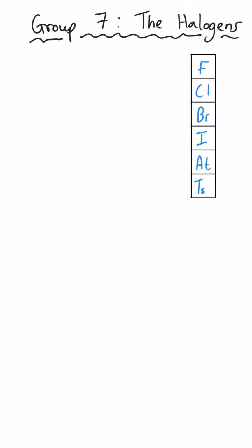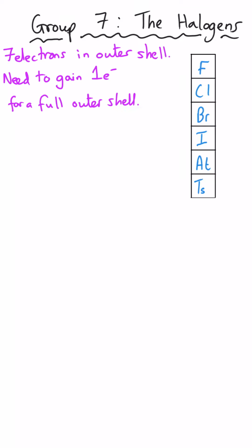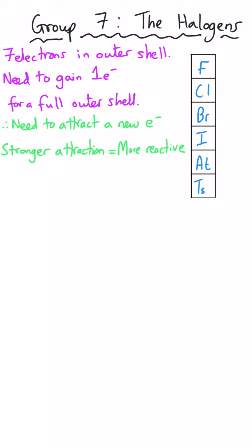If we consider first group 7, the halogens. Now, being in group 7, they've got 7 electrons in their outer shell, so they need to react with a different element in order to attract an extra electron from another atom, probably a metal. So the reactivity of the group 7 elements depends on how strongly the nucleus of that element will attract these additional electrons. And the stronger that attraction is, the more easily these extra electrons will be attracted, and the more reactive that element will be.